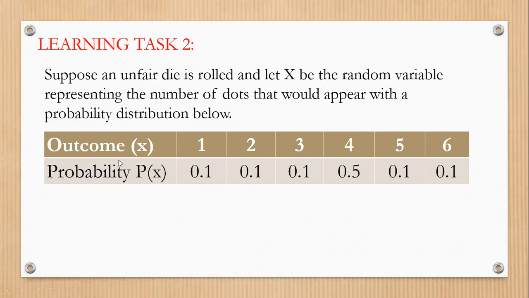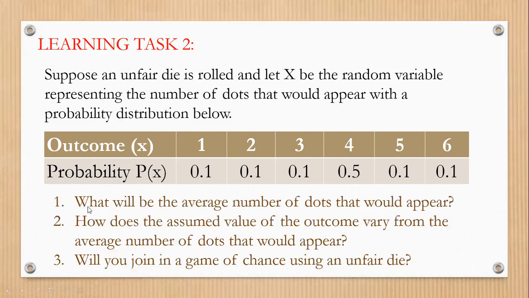Okay? And the outcome, or your random variable x, are the numbers on a die, the dots. So question number 1, what will be the average number of dots that would appear? Average, meaning you need to find the expected mean. Question number 2, how does the assumed value of the outcome vary from the average number of dots that would appear? Vary meaning you need to find the standard deviation. And third question, based on the mean and the standard deviation, will you join in a game of chance using an unfair die? Let's see.